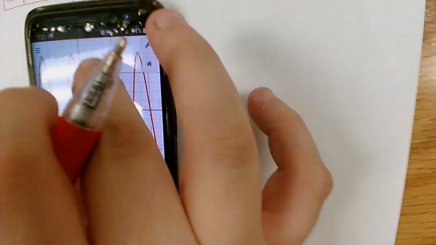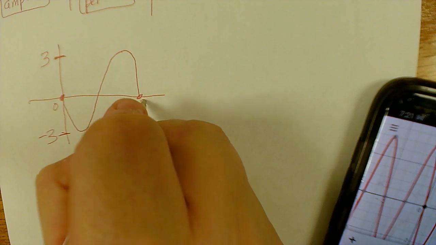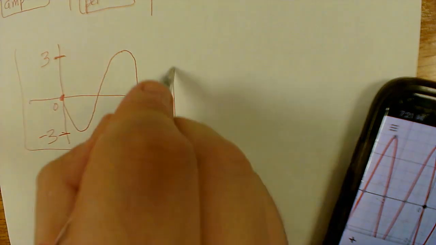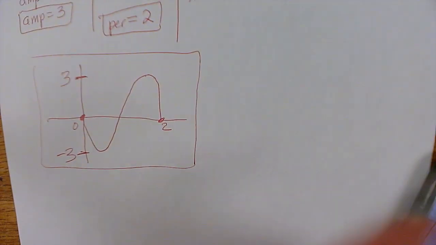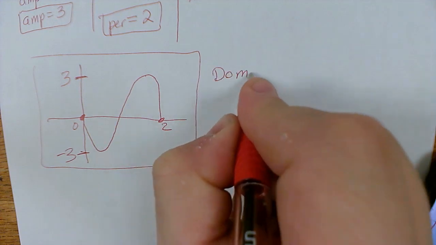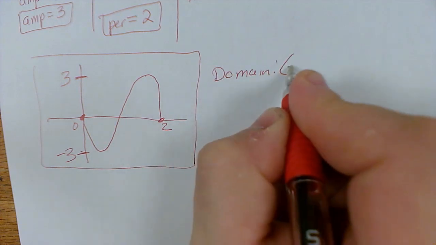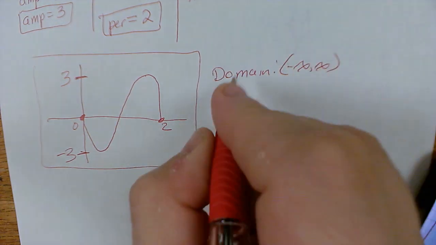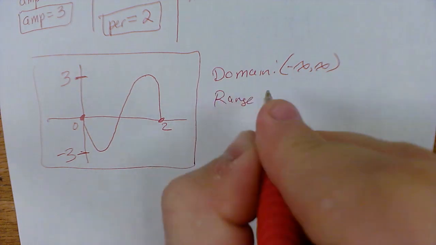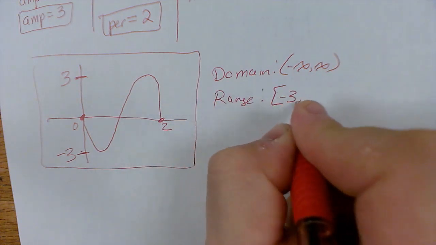So I'm going to zoom out a little bit. That's where my graph starts, and then it starts repeating at 2. So this point is 2, and there's your graph over one period. Once again, your domain is -infinity to infinity, and your range will be from -3 to 3.